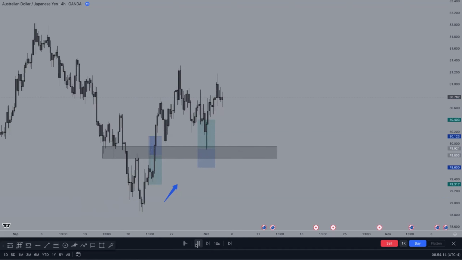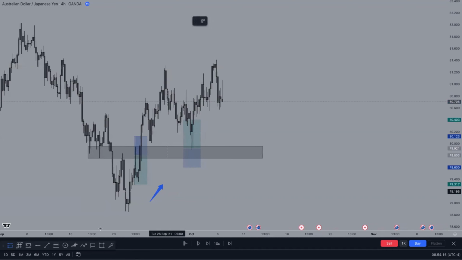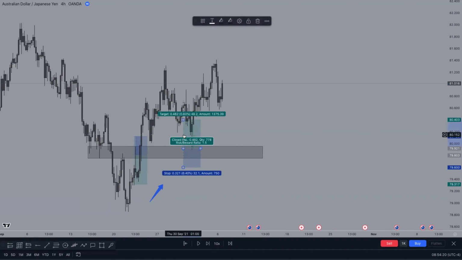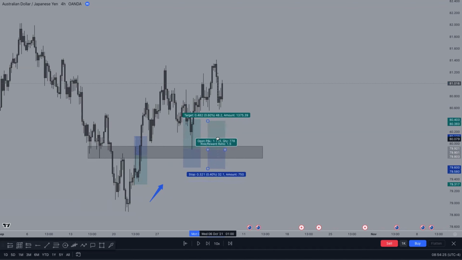So if price should come back down here, I'm still looking to buy this area. Still looking to take this exact same trade here. Let me just duplicate that. Exact same trade.